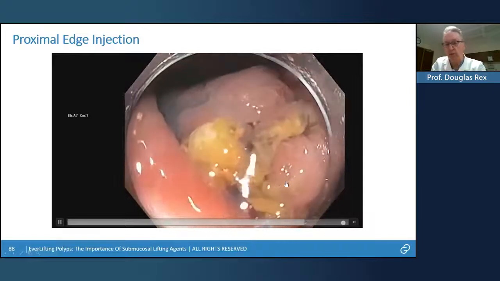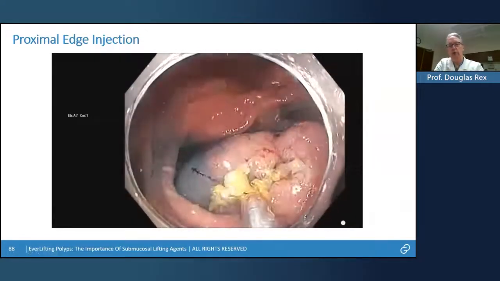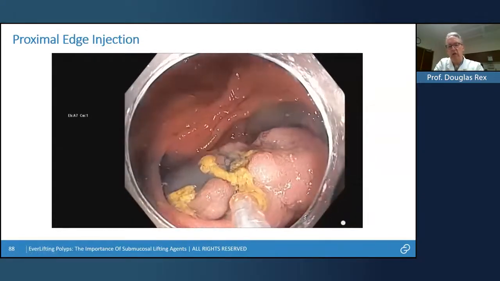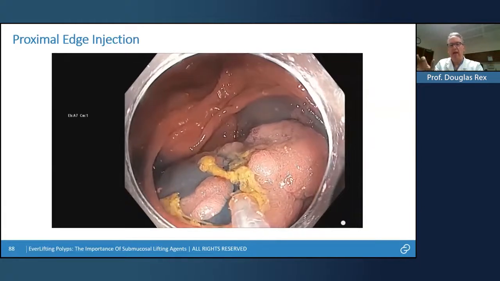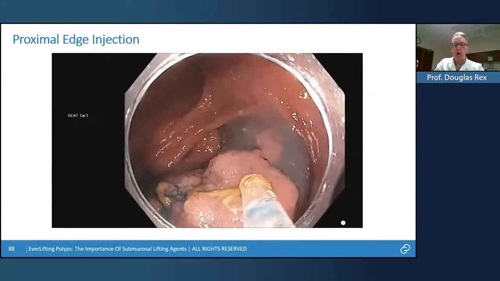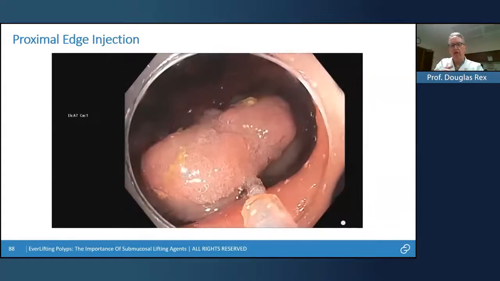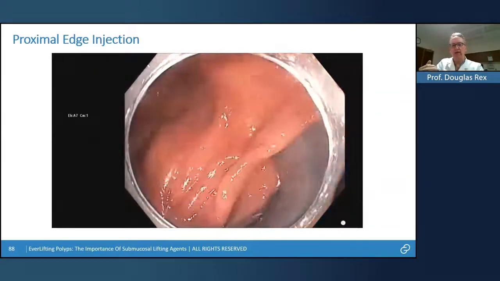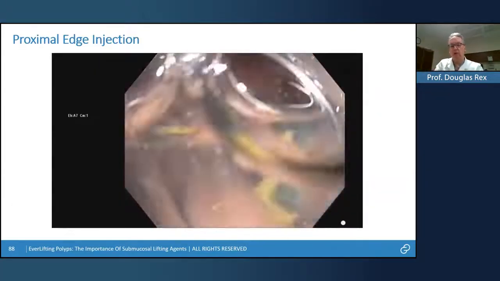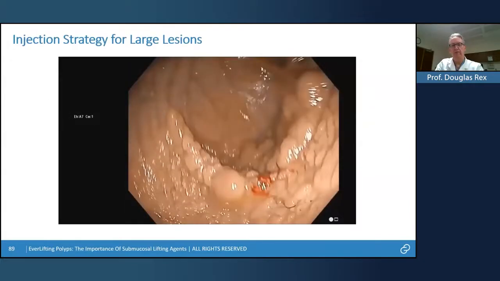One of the things I get referred to me from doctors is a partially removed polyp. And it's not uncommon that the part that is on the anal side of a haustral fold has been removed, and the part that was on the proximal side was left in place.